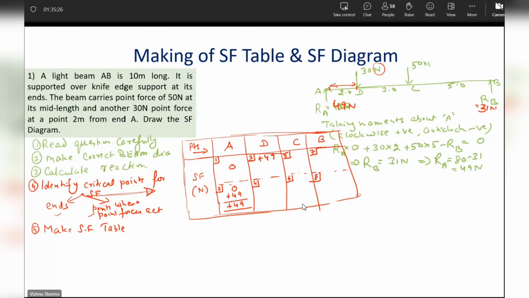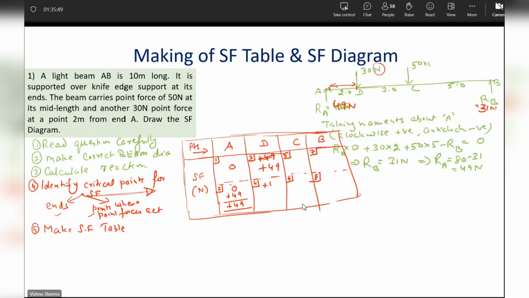Tell me. Which new force is coming? Which one is coming? Tell me the force. Left of D, no change, sir. Okay, so that means it remains plus 49. Correct? There is no change, right?